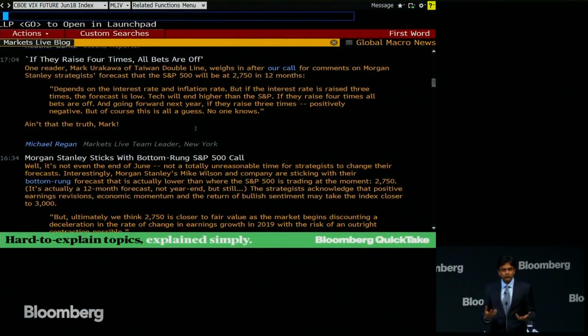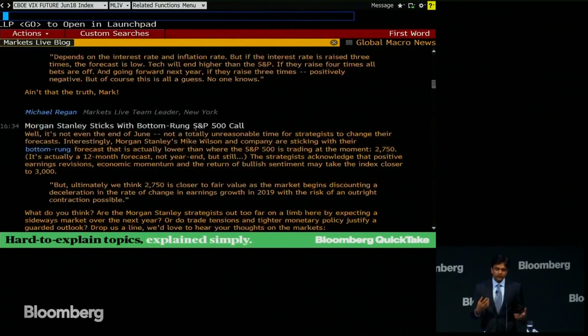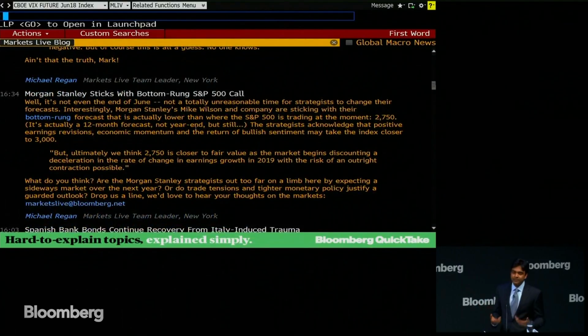Firstly, I just wanted to touch upon something called Market Live. Market Live is part of Bloomberg's First Word news service. It is real-time editorial insight offered in a blog style, with bullet points, often accompanied by very powerful charts, which can offer pretty cool insights into what's happening globally across assets and regions.